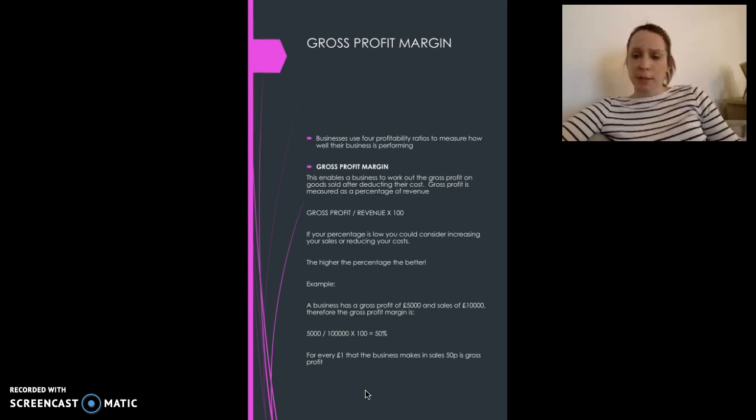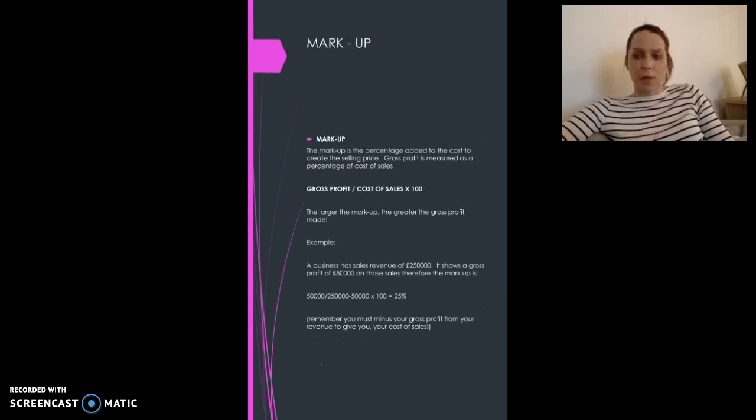So if you have a look at the example at the bottom, if a business has a gross profit of £5,000 and sales of £10,000, what you need to do is your 5,000 divided by your 10,000 and then multiplied by 100. Now you can see on here that the gross profit margin is 50%. That's very reasonable. We'd be quite happy with that. And that basically means for every £1 that the business makes in sales, 50 pence of that is your gross profit. So you're making on average 50%. So if you're happy with that, and in the early stages of business I would be, then you're going to look to consistently increase that. So as I say, the higher the number, the better on this particular ratio.